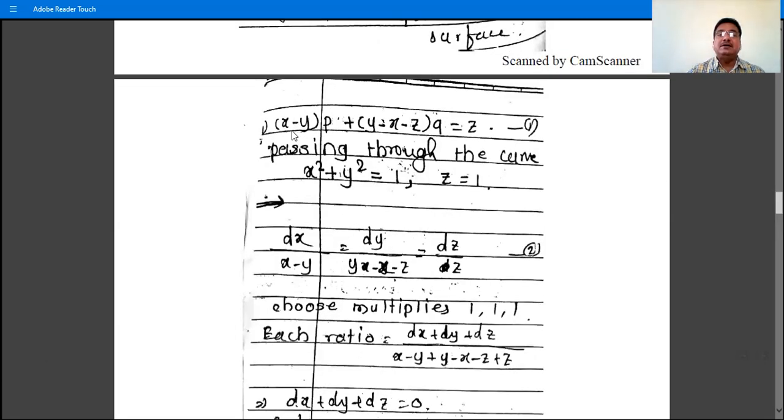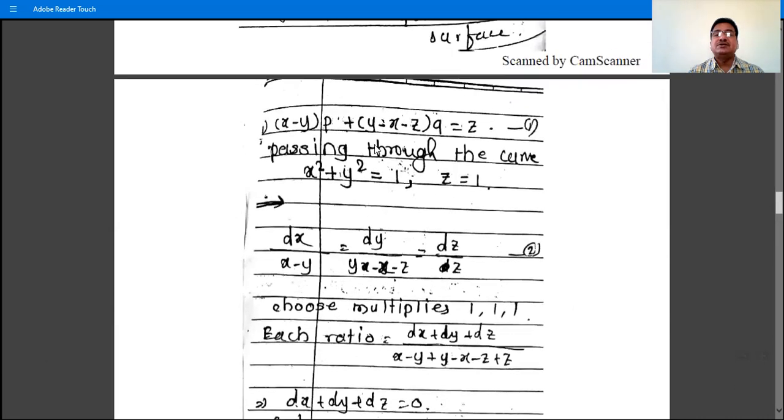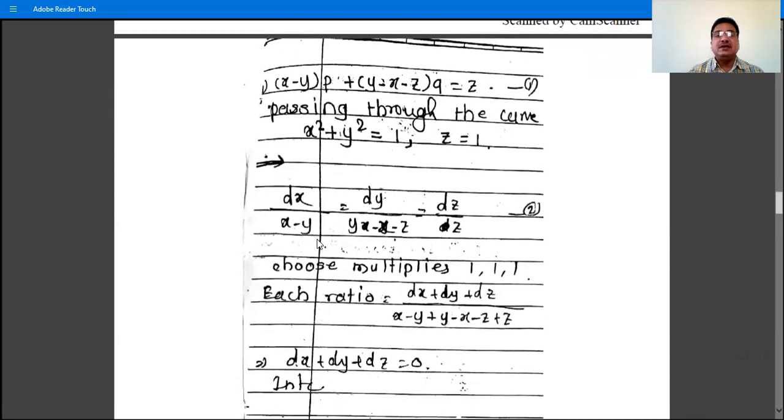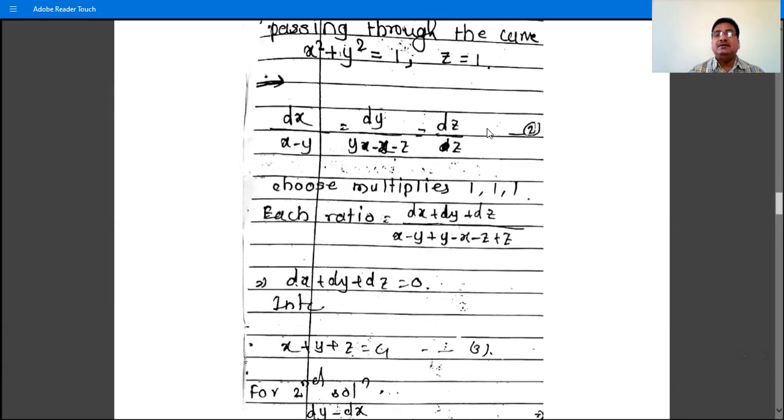Next example, find the integral surface of this equation number 1, passing through the curve x square plus y square is equal to 1 and z is equal to 1. So first we have to find the general solution of the given differential equation number 1. So this is in the form Pp plus Qq is equal to R. Compare with that, we have P as this, Q as this, and R as z. Then consider the auxiliary equation, that is equation number 2, dx by P, dy by Q, dz by R. And then we have to find two linearly independent solutions of this differential equation number 2.